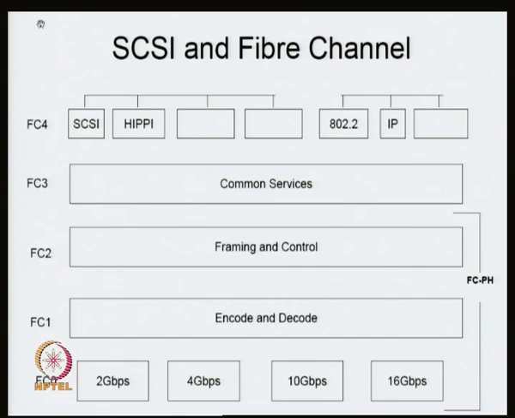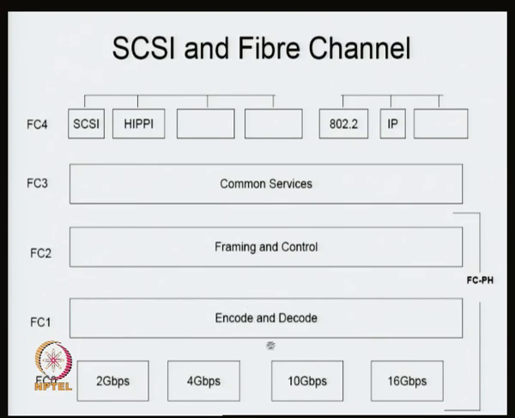Diagrammatically, you will see the layering as follows. At the lowest level is basically the optical communication. In the beginning, it started with, let's say, 1 gigabit per second or even lower, but nowadays 10 gigabit per second and 16 gigabit per second fiber channels are available.